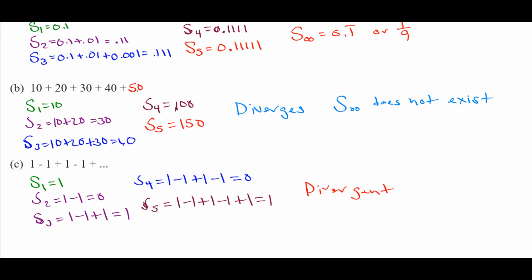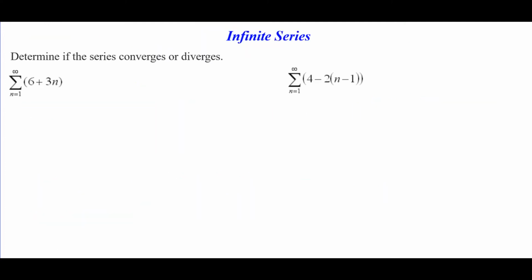So as you can see, sometimes our infinite summation will have an answer and sometimes it doesn't, in which case we call it divergent. When it does have an answer, then we call it convergent. So here we're going to determine if the sum is convergent or divergent. So we're going to start by just looking at the pattern here. So if I plug 1 in for n, we're going to get 6 plus 3, which is 9. Plus if I plug 2 in for n, I'm going to get 6 plus 6, which is 12.